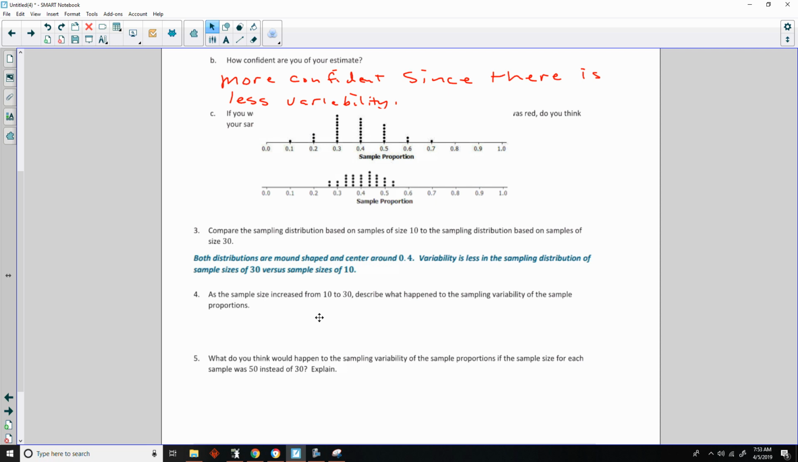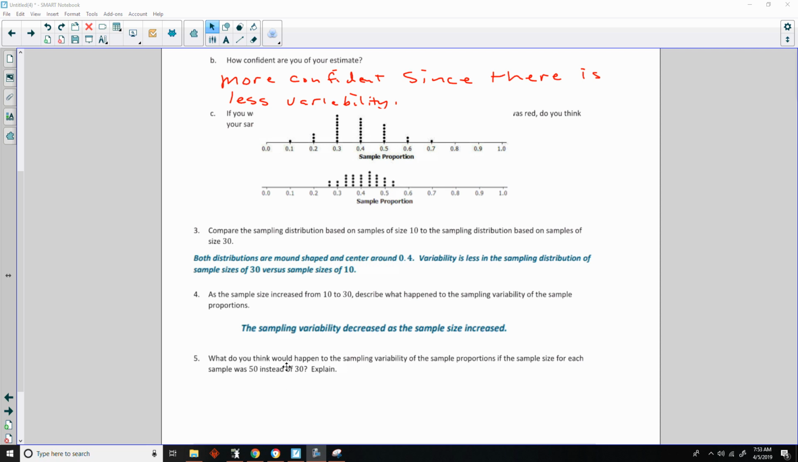Number 4 says, as the sample size increased from 10 to 30, describe what happened to the sampling variability of the same proportion. Okay, well, the sampling variability decreased as the sample size increased. So the larger the sample, the closer, the narrower we're getting.